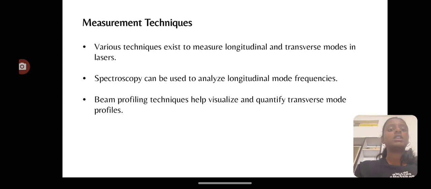Measurement techniques. Various techniques exist to measure longitudinal and transverse modes in lasers. Spectroscopy can be used to analyze longitudinal modes, and beam profiling techniques can analyze transverse mode profiles.